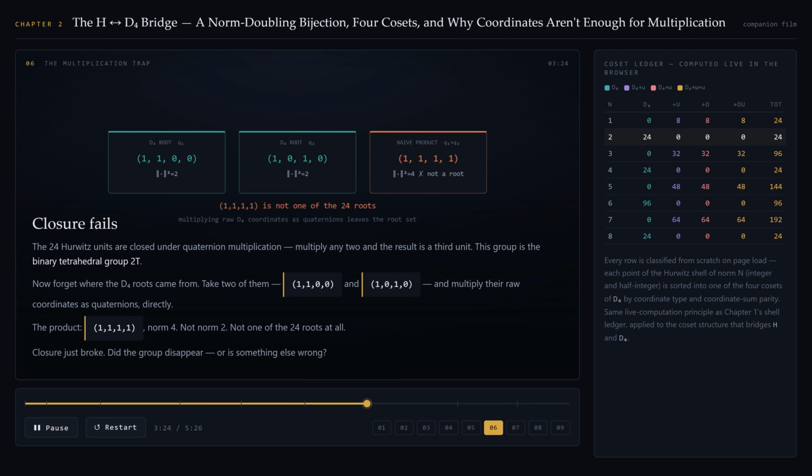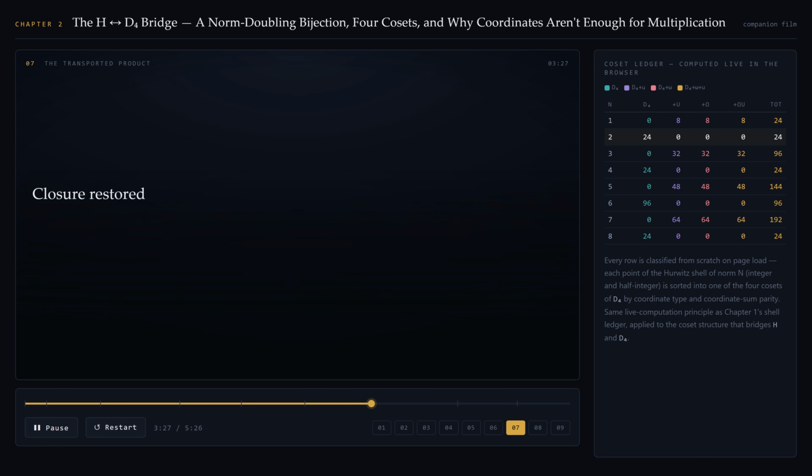The 24 Hurwitz units are closed under quaternion multiplication. Multiply any two, and the result is a third unit. This group is the binary tetrahedral group, 2T.